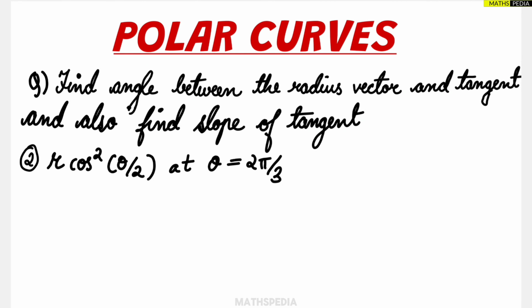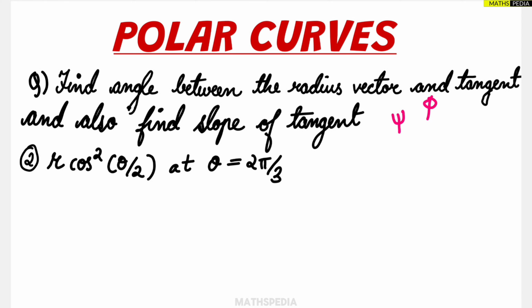So we are taking the second question here, polar curves. We have to find the angle between the radius vector as well as the tangent, and also find the slope of the tangent. Now what is the angle between radius vector and tangent? That is nothing but phi.